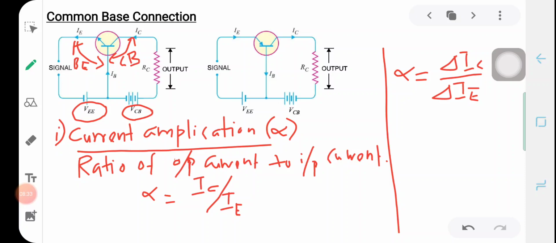where delta IC is the change in output current and delta IE is the change in input current at constant VCB, the collector base voltage, that is the output voltage. So the current amplification factor can also be defined as the ratio of change in output current to the change in input current at constant output voltage. In the common base configuration, the output voltage is VCB, the output current is IC and the input current is IE. So alpha is equal to delta IC by delta IE at constant VCB represents the current amplification factor. And practically, the value of alpha will usually lie between 0.9 and 0.99.